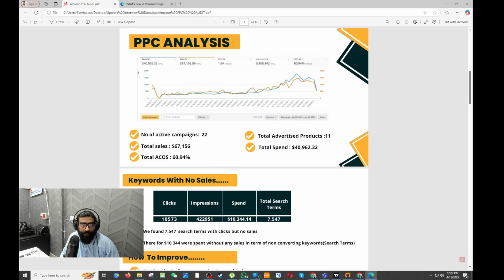In his PPC campaigns, there were 22 up and running campaigns. The total number of products was 11, and the sales he was getting were $67,000. We were spending over $40,962, and the ACOS was too bad, it's 60.94.